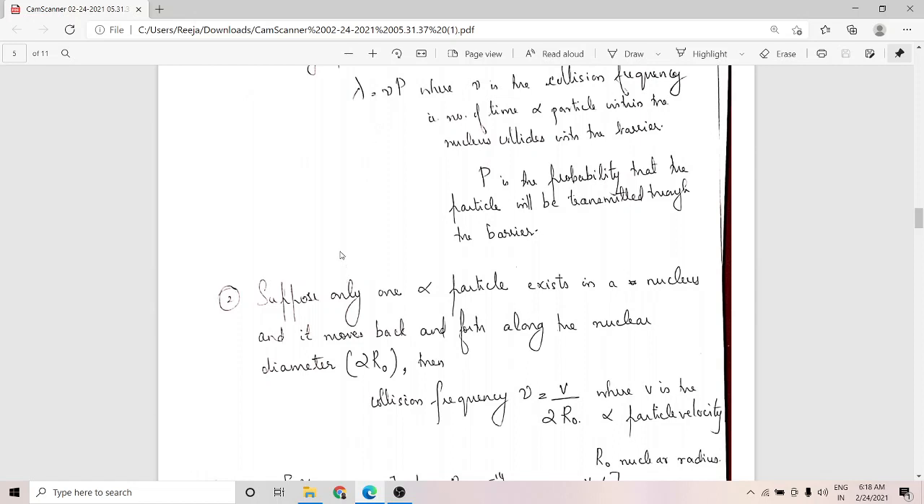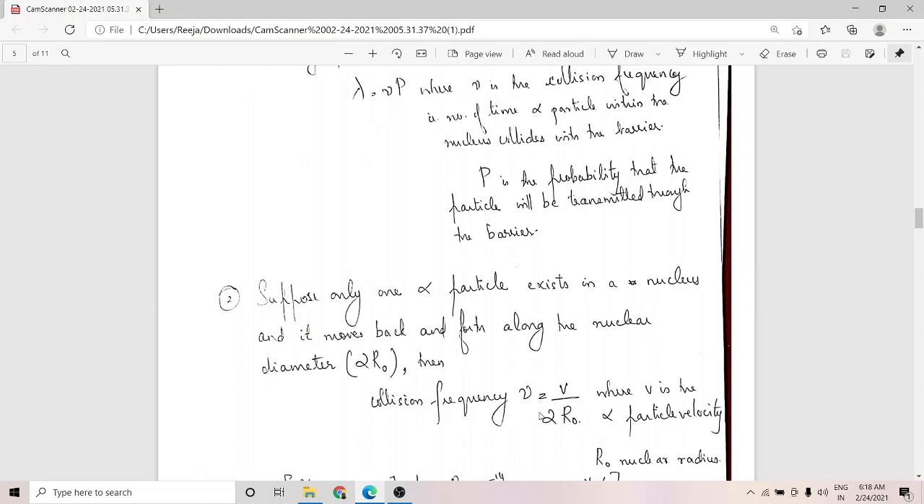Suppose that only one alpha particle exists in the nucleus and it moves back and forth along the nuclear diameter. If R0 is the nuclear radius, then 2R0 gives you the nuclear diameter. The alpha particle is moving back and forth along the nuclear diameter. Then the collision frequency is given by, we know time is given by distance by velocity.